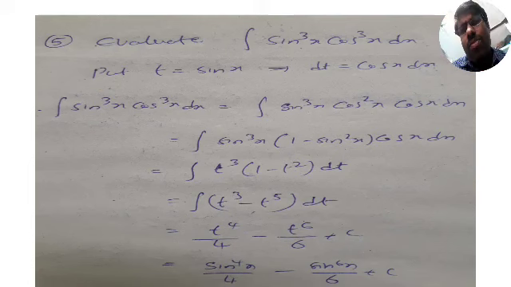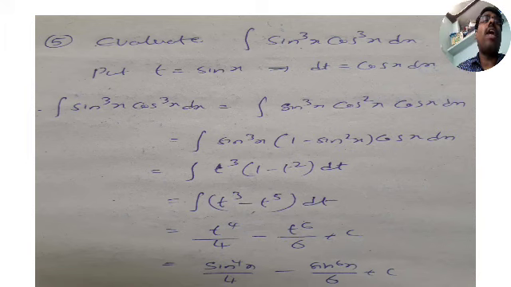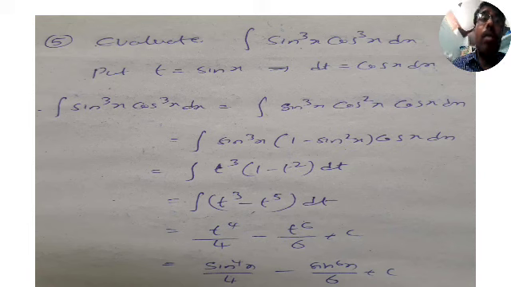Now you see, fifth problem. Evaluate sine power of 3x into cos power of 3x dx. Both the powers are odd numbers. And sine power is 3, cos power is also 3.